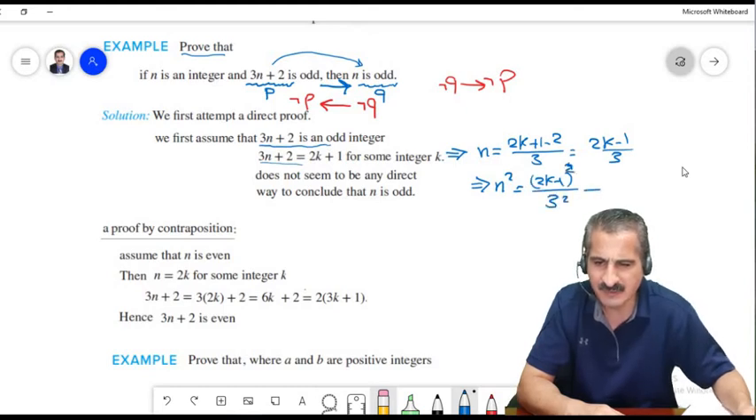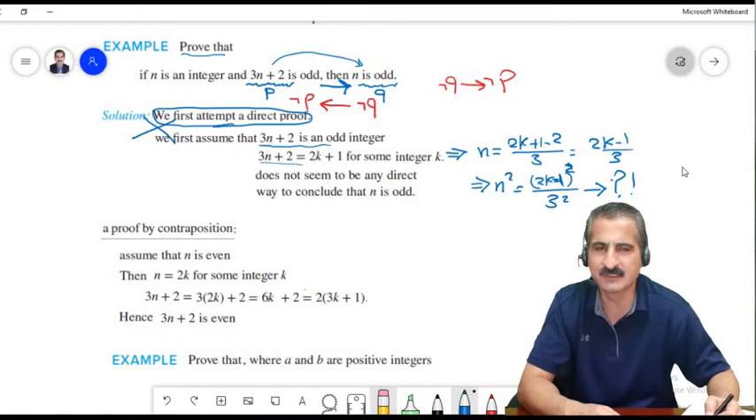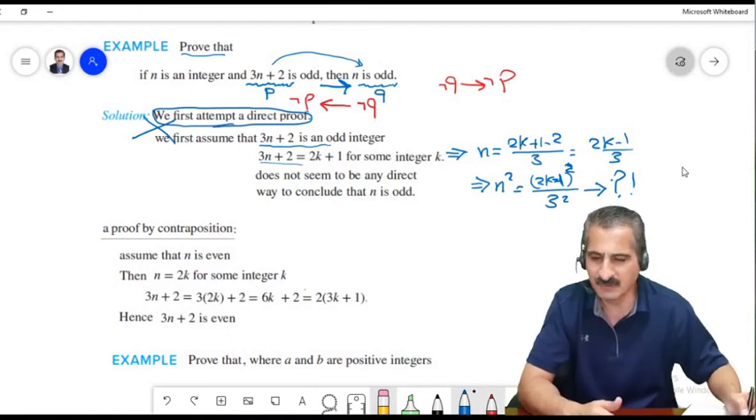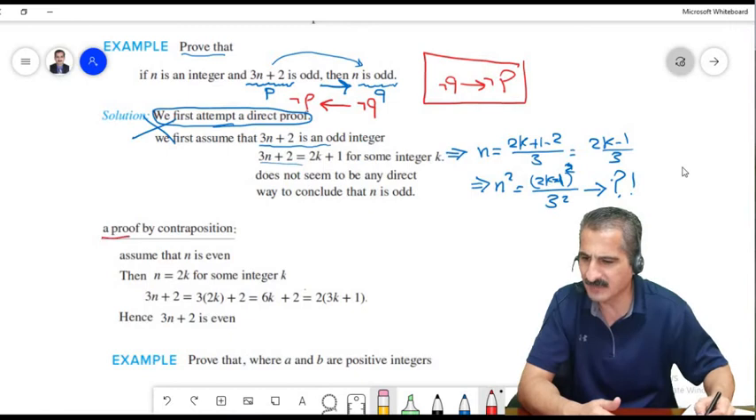And then is that going to help me reach the conclusion? Is that going to help me show that n is odd? It does not seem to help. So first we attempted the direct proof, but it was not helping. So we will work it using indirect proof by proving the contrapositive here. So we will go to here, I'm saying a proof by contraposition.